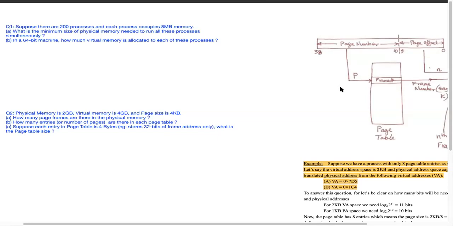Yes, it's 2^22: 4 bytes times 2^20 from this example. Because the number of pages in the page table from 2B is 1 mega, and each entry is 4 bytes. Suppose each entry is 4 bytes in your page table. Right? So it's 4 megabytes.